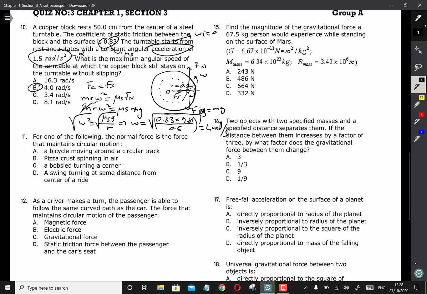For which one of the following is the normal force the force that maintains circular motion? A bicycle moving around a circular track. This is a horizontal circle and a horizontal surface. This is static friction force. Centripetal force in here is friction.